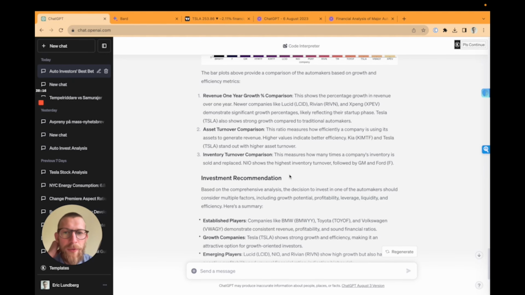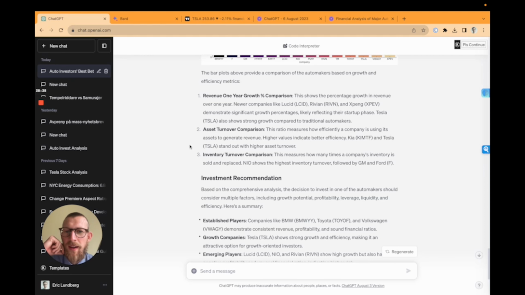Should we read through this? This shows the percentage growth in revenue over 1 year. New companies like Lucid, Rivian, and XPeng demonstrate significant growth percentages, reflecting their startup phase. Yeah. Tesla also shows strong growth compared to traditional automakers.